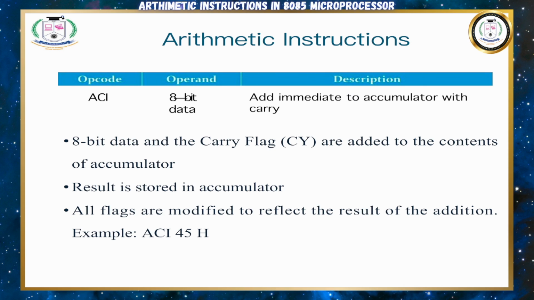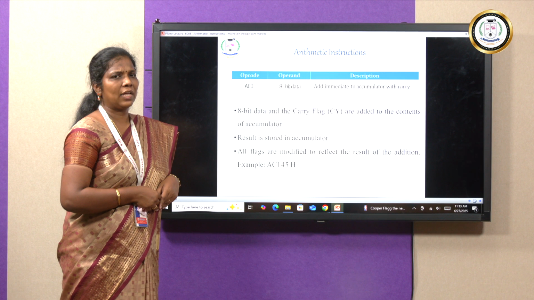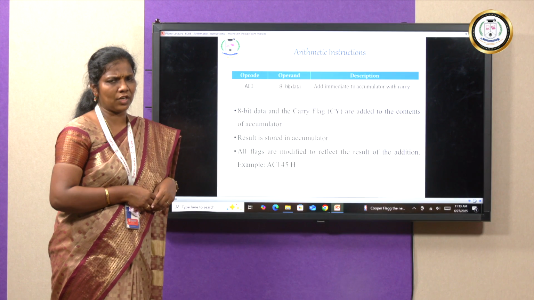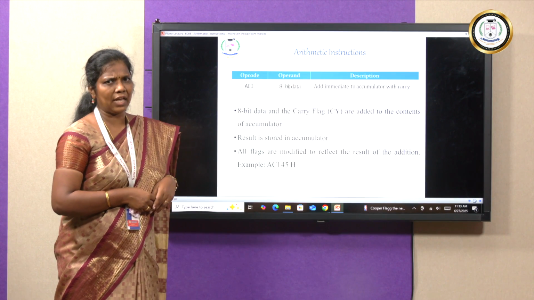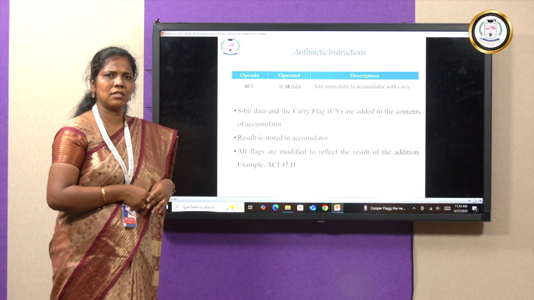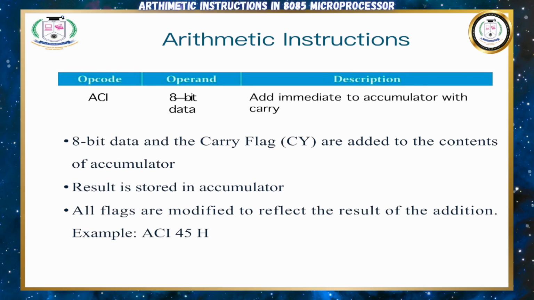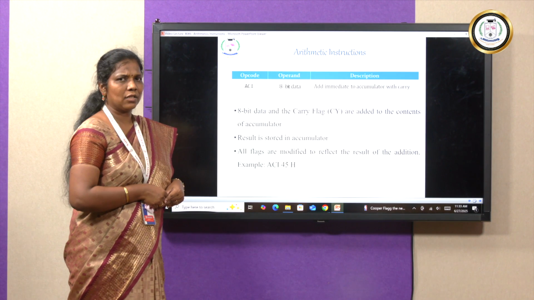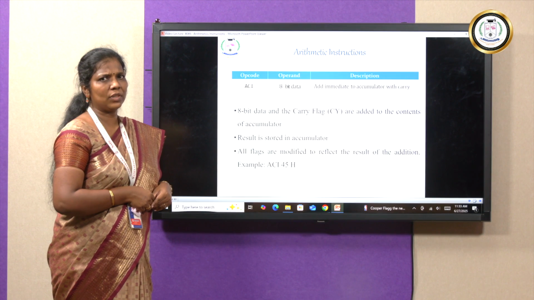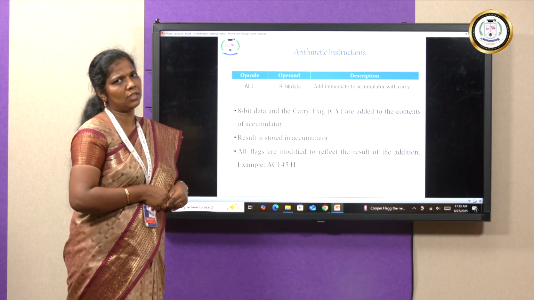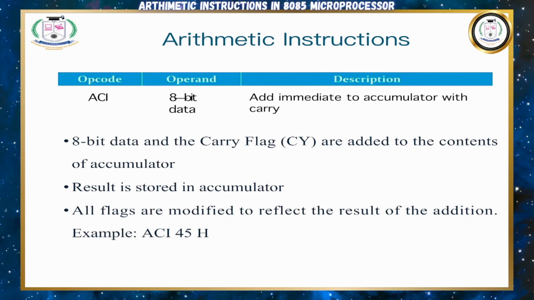So moving on to the next, ACI. So ACI 8-bit data. Here add immediately with the carry. So the 8-bit data which is specified in the instruction is added along with the carry to the accumulator. Similarly, the result is stored in the accumulator. Here the flags are being altered. Example, ACI 45H. The data 45 is added with the accumulator content along with the carry, and the result is again stored in the accumulator. So these are the addition instructions for 8-bit data.